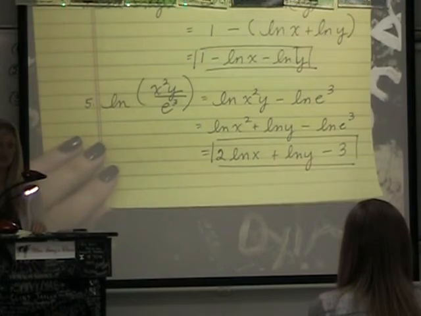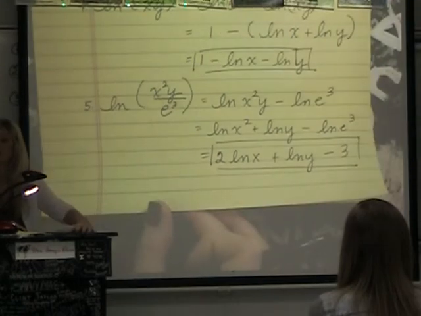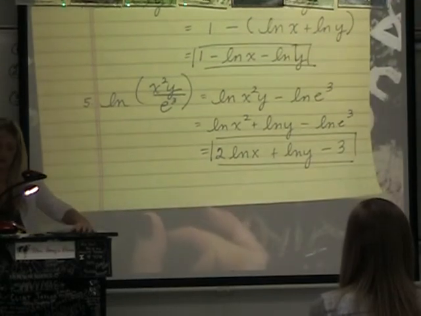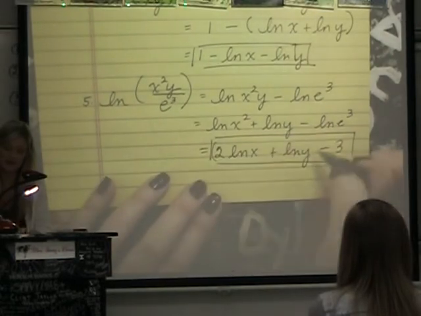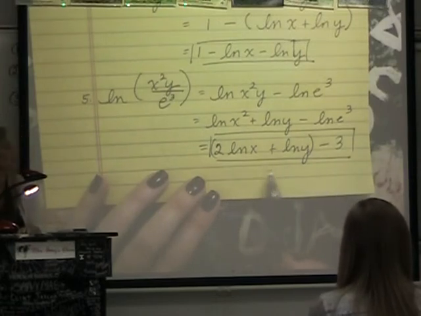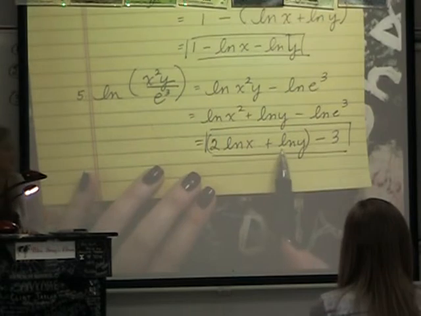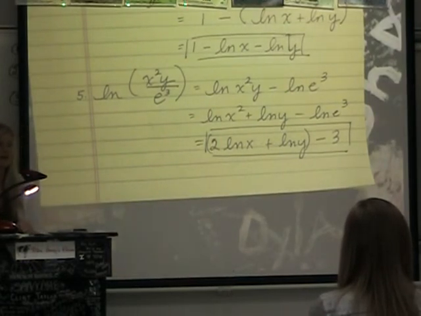Any other questions about expanding? Yes? Would it be wrong to put parentheses around the 2 ln x and ln y? Not at all. If you want to put parentheses here, like that, perfect. You can leave it like that if you want to. You can have parentheses around the 2 ln of x plus ln of y, and that would be correct as well. Anything else you guys can think of before we move on?